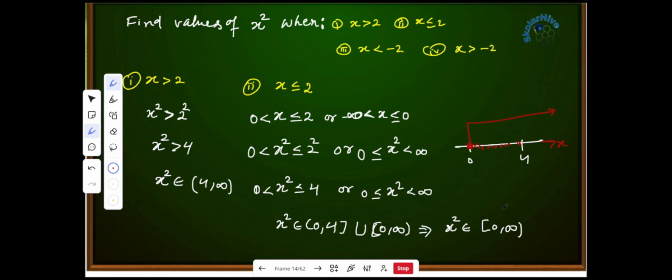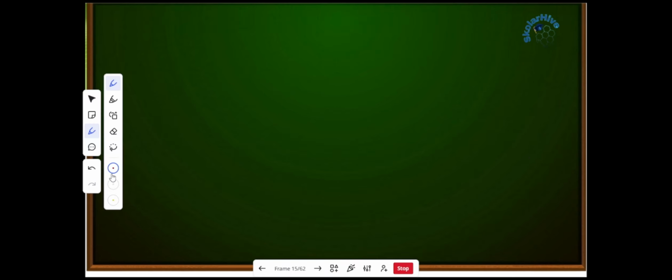Now let's check the third part of this. X is less than minus 2. If x is less than minus 2, it means the value of x is smaller than minus 2. So less than minus 2 means it will be negative. X value will be negative. Both are negative. So whatever be the value of x, you are going to take a value smaller than minus 2. If you just see on the number line, this is 0, this is minus 2, and x value over here is given as smaller than minus 2.